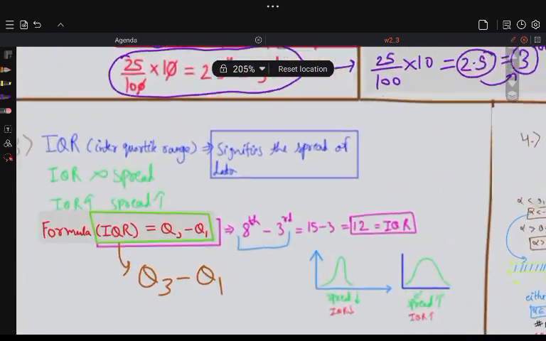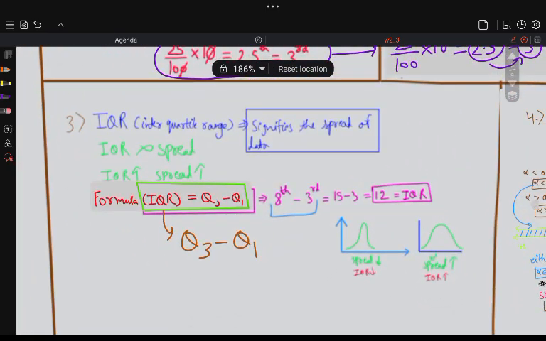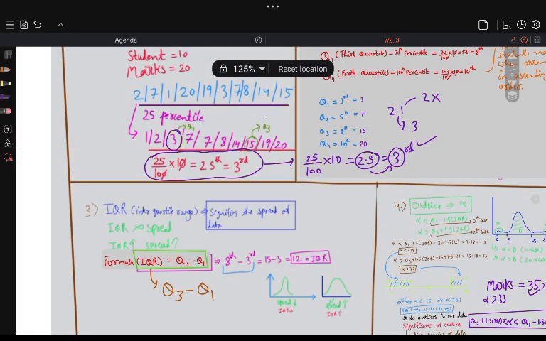Now comes the IQR, the interquartile range. What does it signify? IQR generally represents the spread of the data. The more the IQR, the more the spread. Basically, the formula of IQR is Q3 minus Q1, the things that we calculated here: third quartile minus first quartile. So in our case, the example we took, the third quartile comes out to be at the 8th position and the first quartile came out to be at the third position, right?